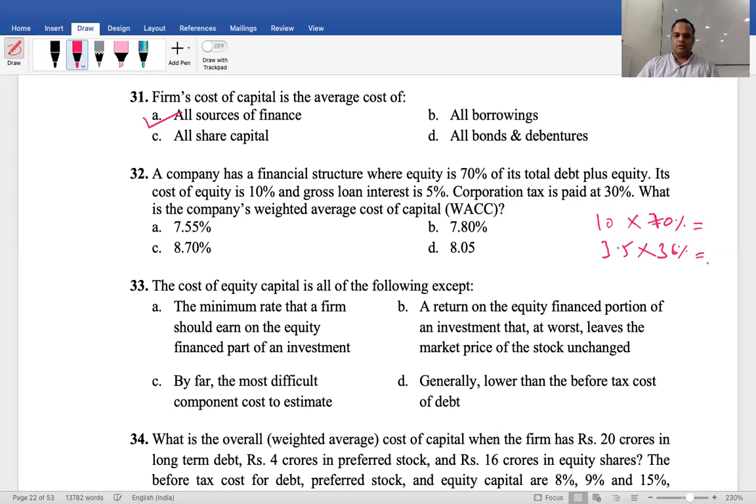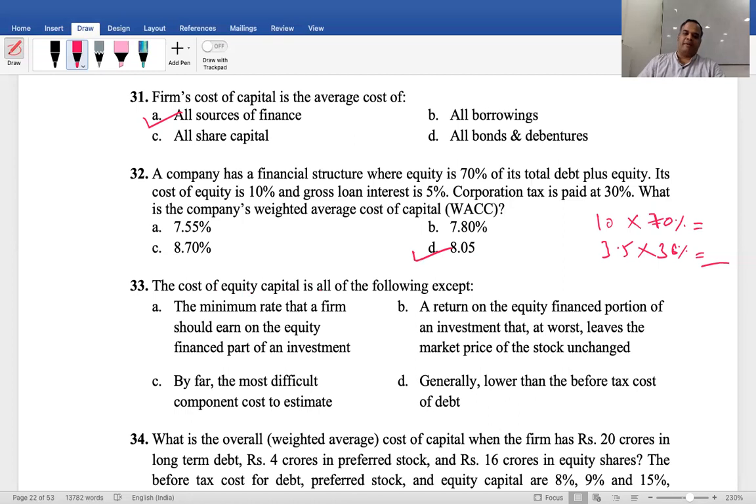So 10 into 70% plus 3.5 into 30% comes to 8.05. That is the weighted average cost of capital. Right? Easy or not? In examination with less time, you can able to compute.